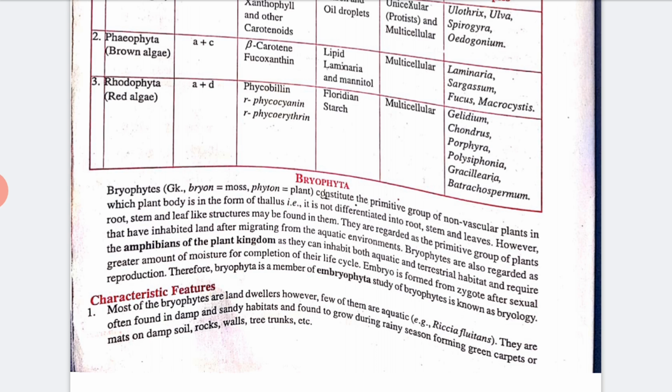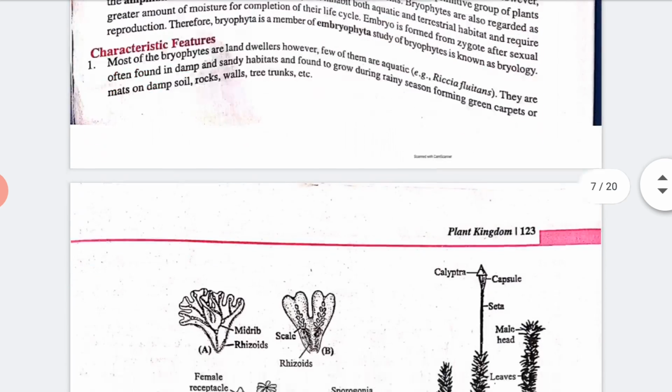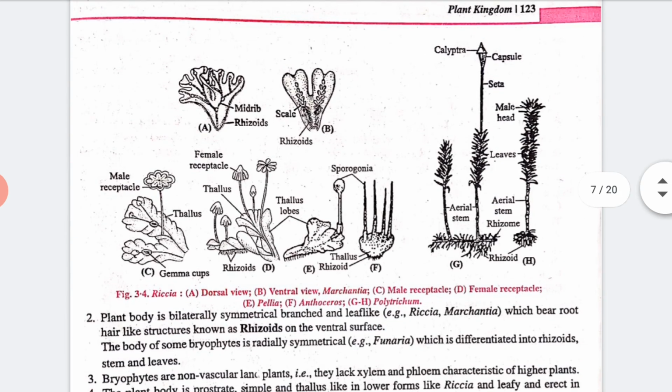So most of the bryophytes are land dwellers. However, a few of them are aquatic also. They are often found in damp and sandy habitats and grow during rainy seasons, forming green carpets and mats on damp soil, rocks, walls, tree trunks, etc. So they can easily be found, you can see them on the wall, on the rock, on the soil, in various places. Okay, so they look like this. This is a picture of bryophytes.